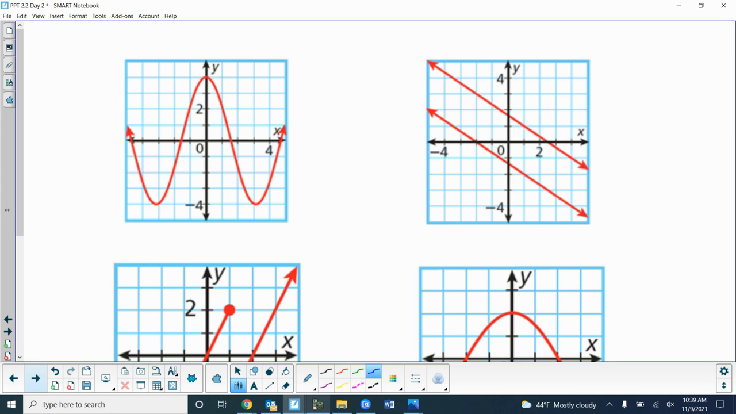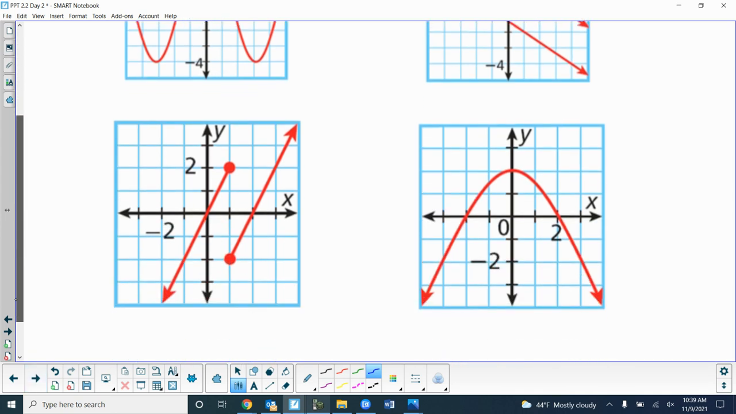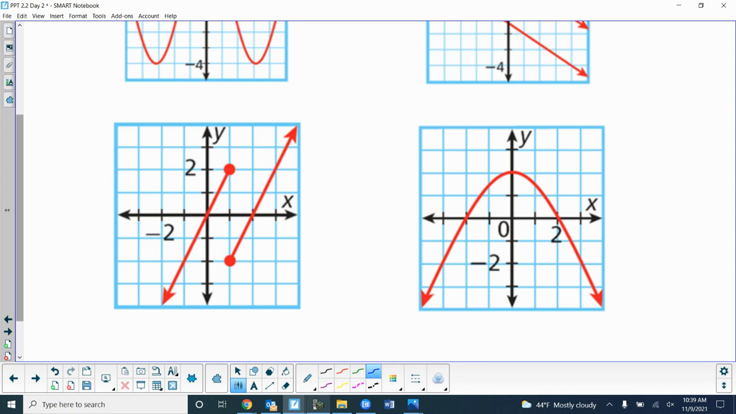Olivia Doherty, is that a function or not? Does it pass the vertical line test? Good. Soren, does that pass the vertical line test? No. Wherever I draw a vertical line, it's going to hit in two spots, right? So that's not a function. Christian, is this bottom one here, left, is that a function? No. Good.